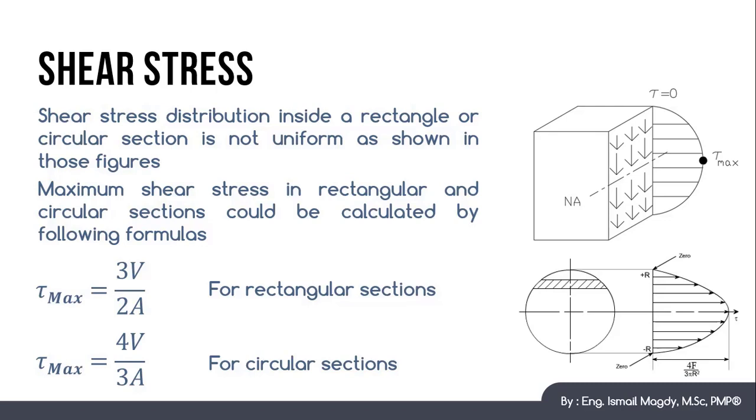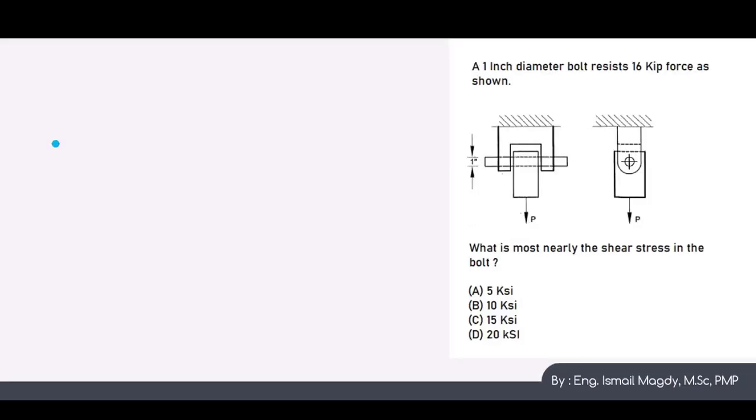So now, let's have an example of this. Let's check this example. We have this system here, supported by a 1-inch bolt, as we can see, and it is supporting a force of 16 kips. We want to calculate the shear stress in the bolt in KSI.